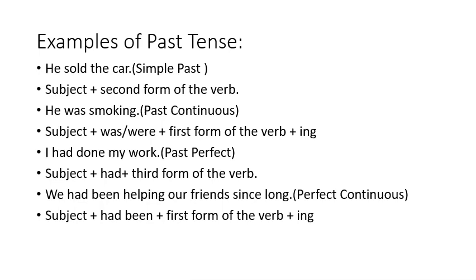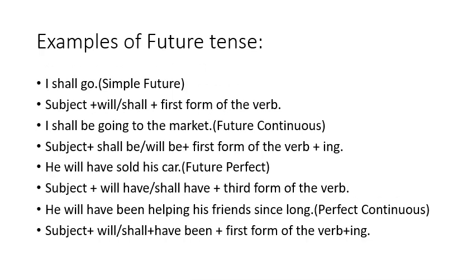Moving ahead with the future tense, simple future goes as I shall go. Here the subject is I, helping verb shall, followed by the first form of the verb, V1 form. So the structure goes either subject followed by will or shall plus first form of the verb.